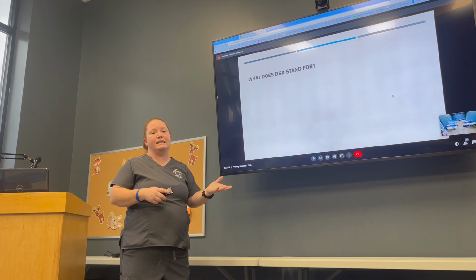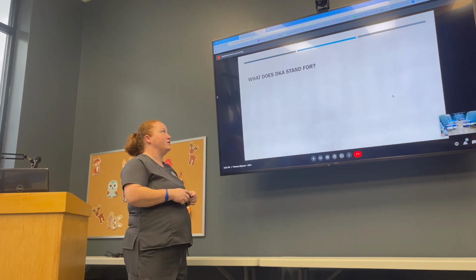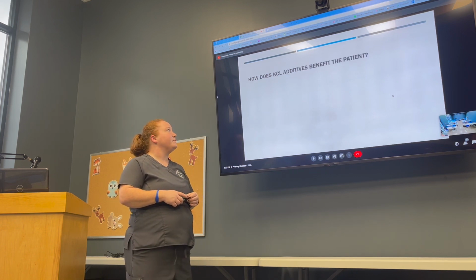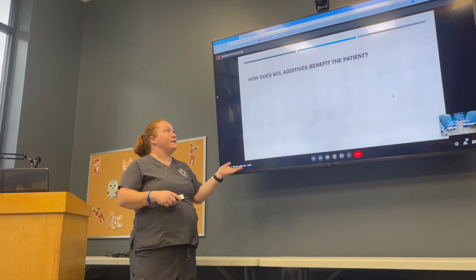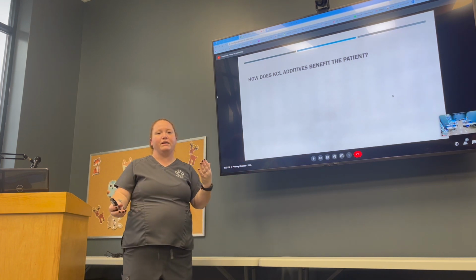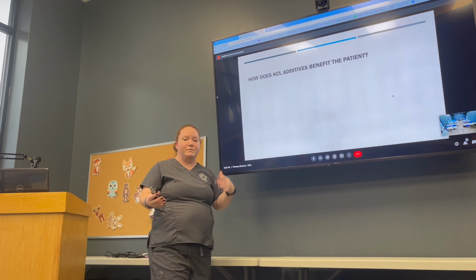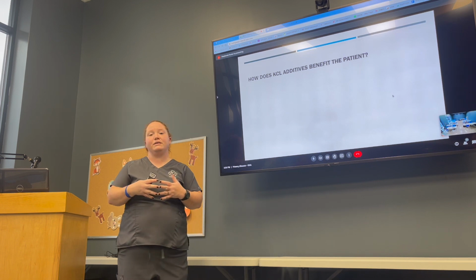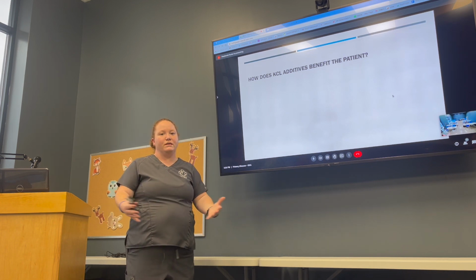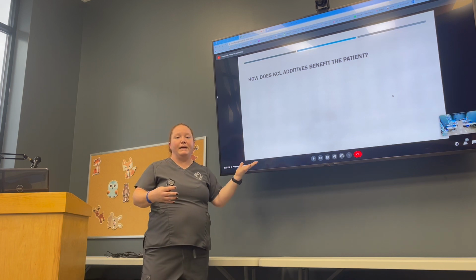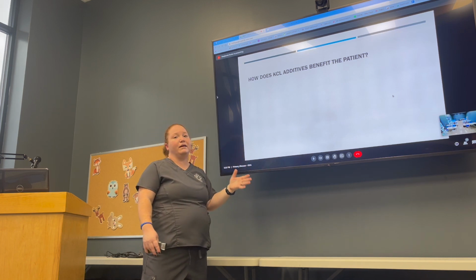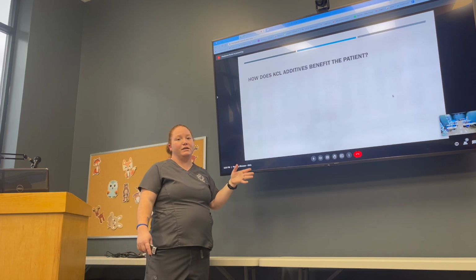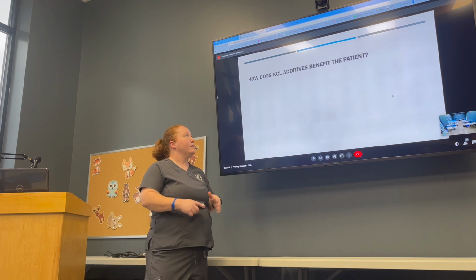So what does DKA stand for? It stands for diabetic ketoacidosis. How does the KCl benefit the patient? We talked about how the potassium was depleted, and that we want to replace that in diabetic ketoacidosis patients, but why is that important? This patient's blood pH has become acidotic. KCl actually acts as a buffer, so this can help bring the pH back to a normal level within the body.